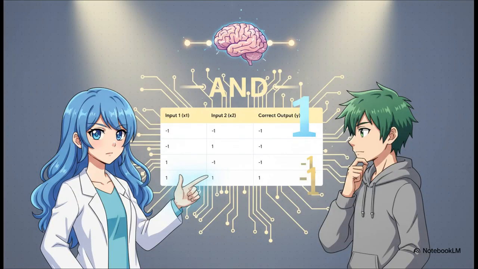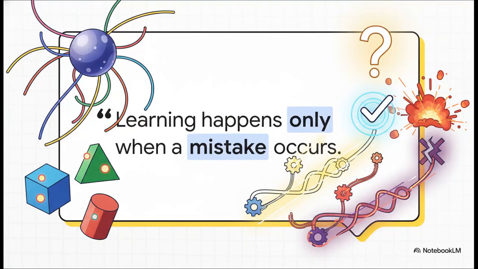Okay, so the rules of this puzzle are really simple. The only way you get a 1 as the correct answer is if both input 1 and input 2 are also 1. If that's not the case, the answer is always -1. Now, our perceptron starts out knowing none of this. Its only job is to look at these 4 examples, one by one, and figure out the pattern all on its own.